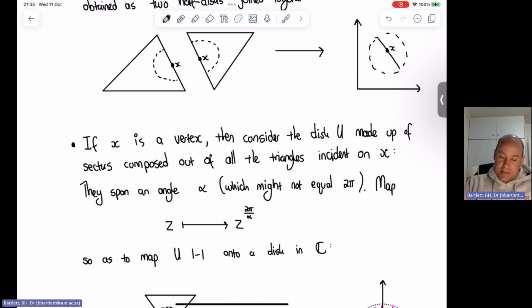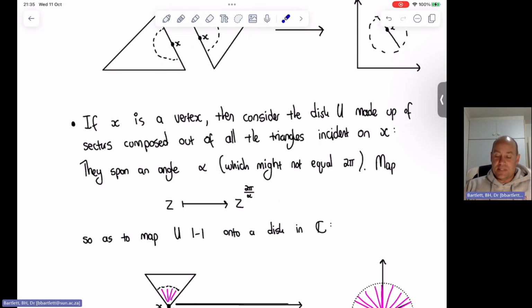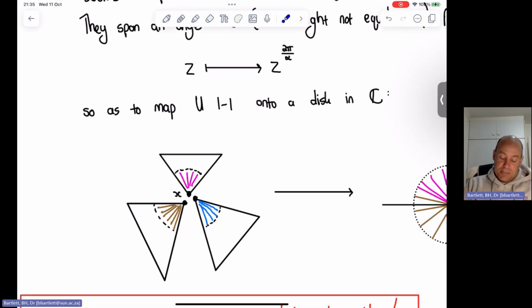And that'll be this map here, if I want to write it down as a complex map. And that's going to map U one-to-one onto a disk in the complex numbers. So think of it like this. Suppose I'm gluing these triangles together. So maybe this is glued to that, this is glued to that, and this is glued to that. Then that would form a vertex in R3, if I want to visualize it in R3, with positive curvature.